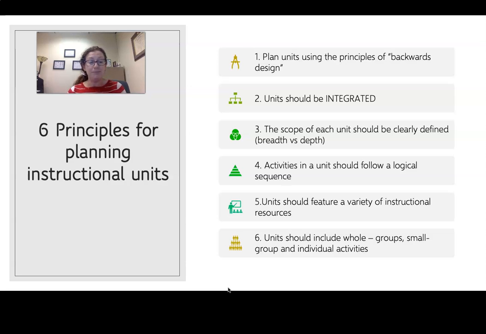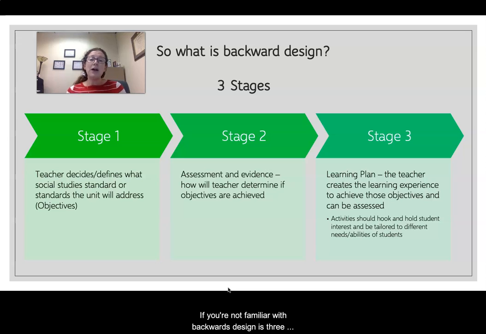So if you're not familiar with backwards design, it's 3 stages. And I think a lot of times we get so hung up on the activities that we don't do backwards design. And I highly recommend it, particularly for science, that we always follow backwards design. So stage 1 of backwards design, you must decide and define what social studies standard or standards the unit will address. So what are your objectives? And that's great and easy because Louisiana gives you those standards.